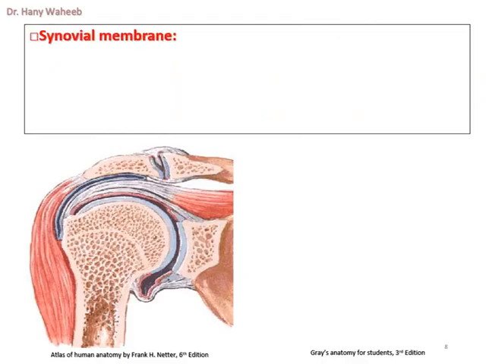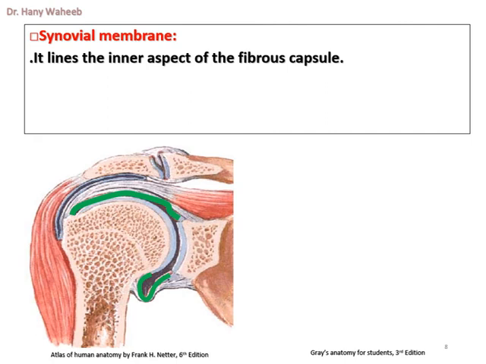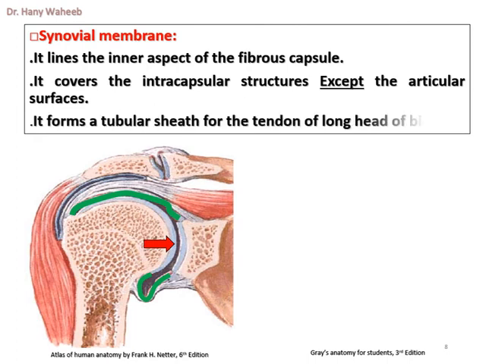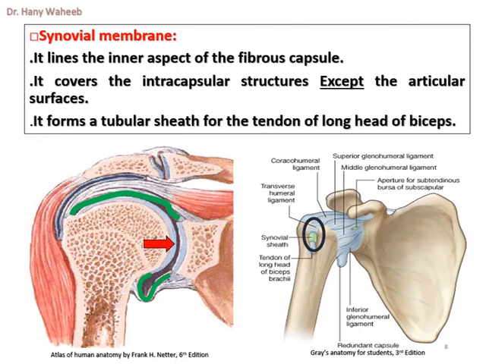Synovial membrane. It lines the inner aspect of the fibrous capsule. It covers the intracapsular structures except the articular surfaces. It forms a tubular sheath for the tendon of long head of biceps.